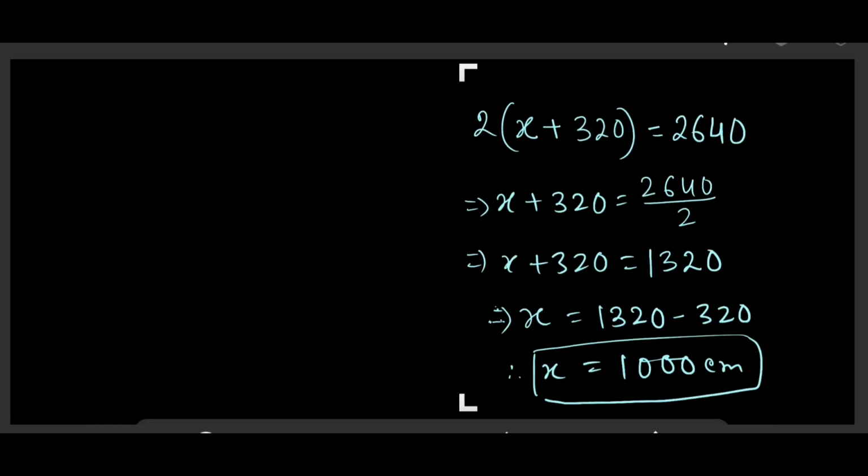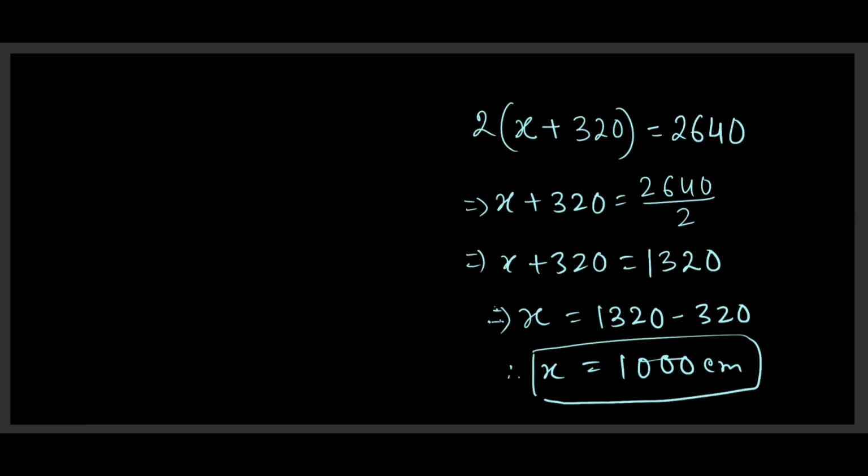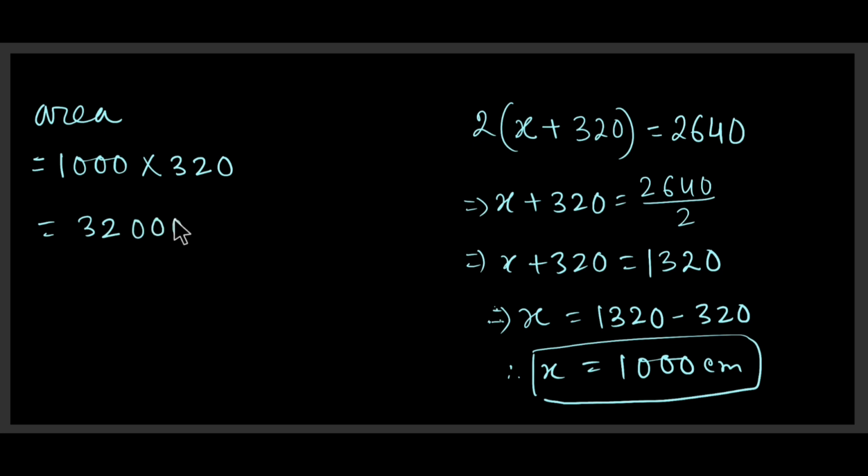So we can easily find the area of the rectangle. So area of that rectangle is length into breadth. Length is 1000 and breadth is 320. So the area is 3240 centimeter square. So it is our answer.